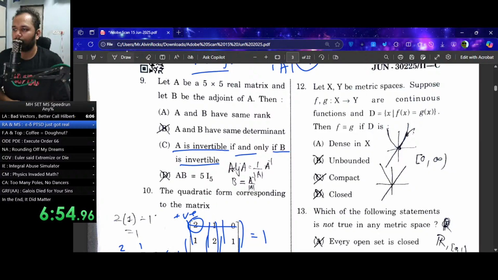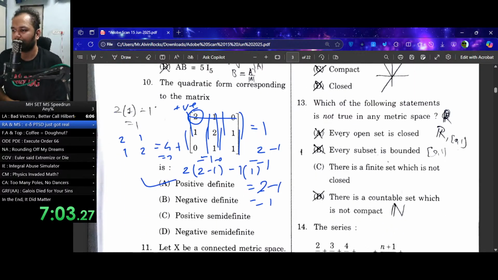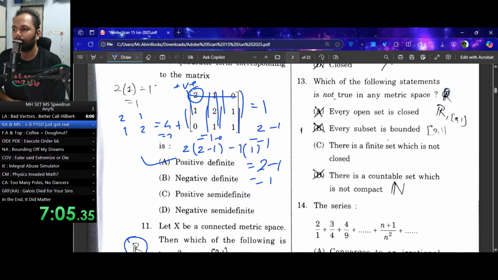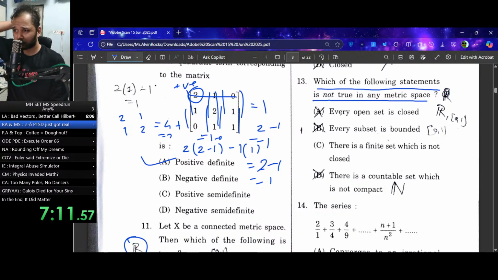All right. Yeah, you can directly say by theorem. Dense, no need to do anything there. So which of the following statements is not true for any metric space. Every open set is closed. Not really if you take the interval 0, 1. So that's not the case.